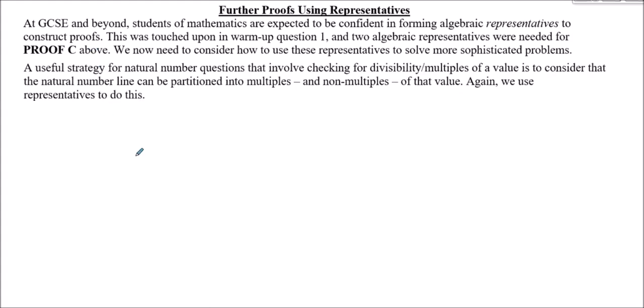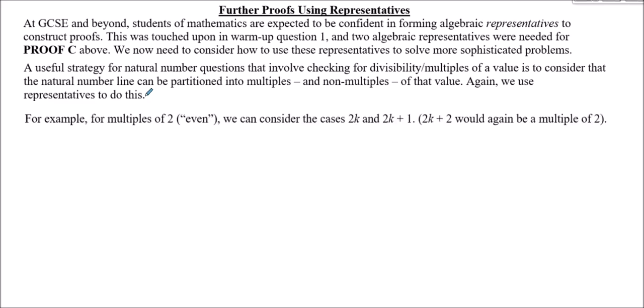A useful strategy for natural number questions that involve checking for divisibility, or multiples of a value or non-multiples, is to consider that the natural number line can be partitioned into multiples and non-multiples of that particular value. So again, we'd use representatives to do this. The easiest example of that, in my opinion, is multiples of 2. In other words, the even numbers. The natural numbers can be partitioned into evens, 2k, and odds, 2k plus 1.